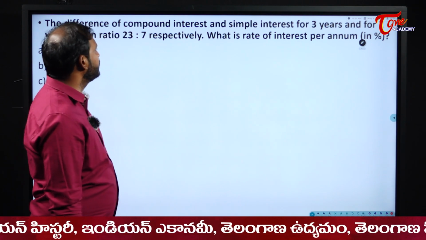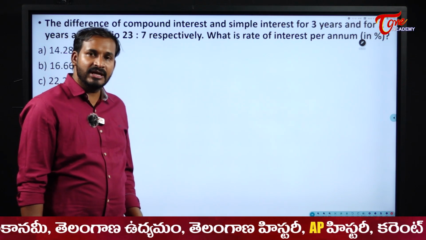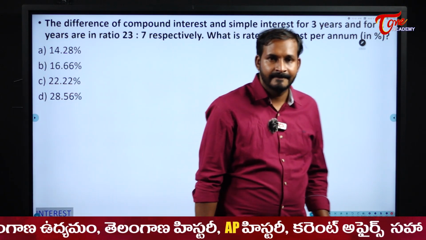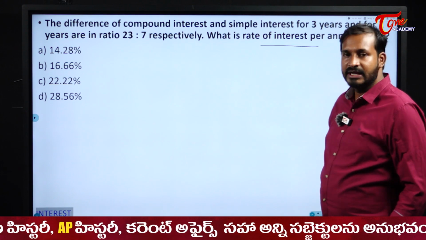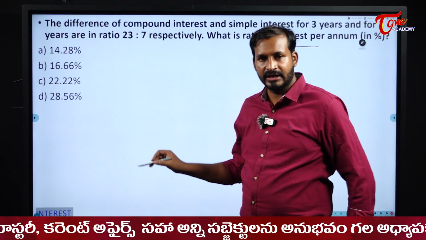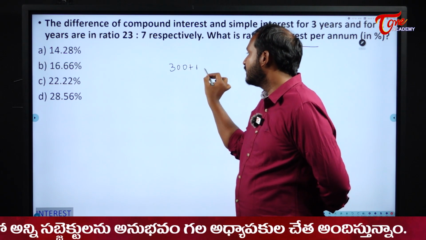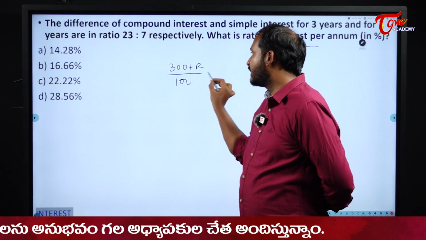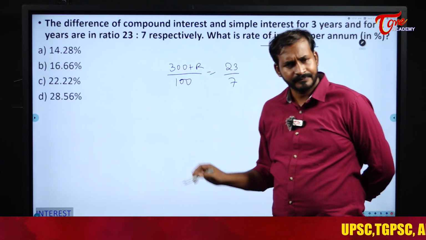Now next, the difference between the compound interests for 2 years and for 3 years is in the ratio of, similar one. Pause the video and try to get the answer. Here we need to find the rate of interest. Just now we calculated. After cancelling, what we got, students? 300 plus R by 100 is equal to what? 23 by 7.